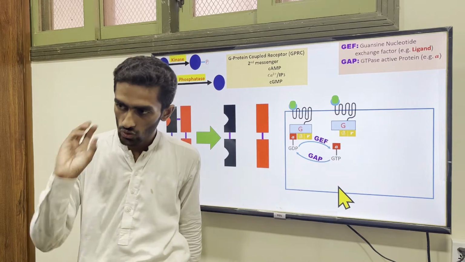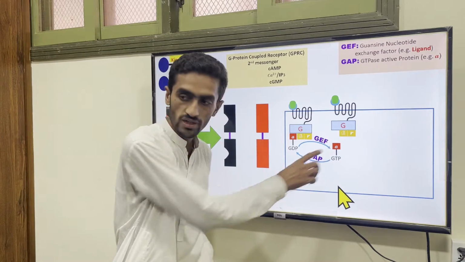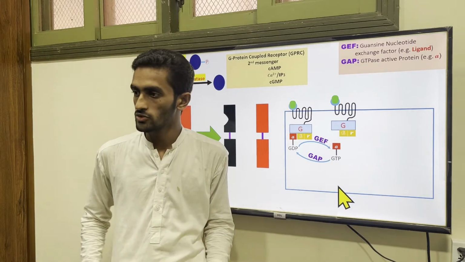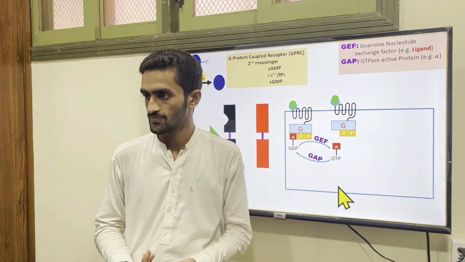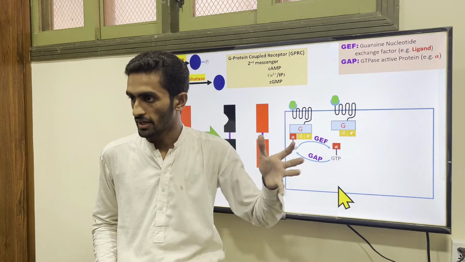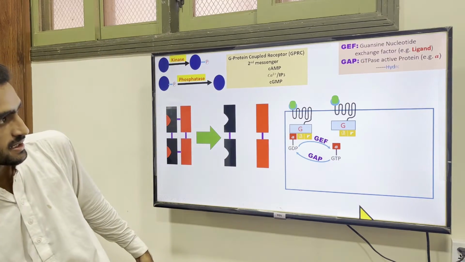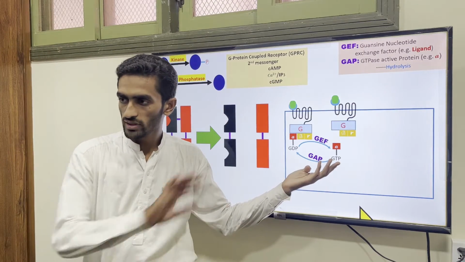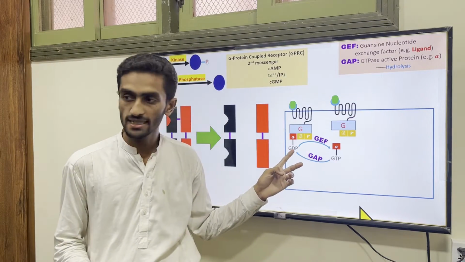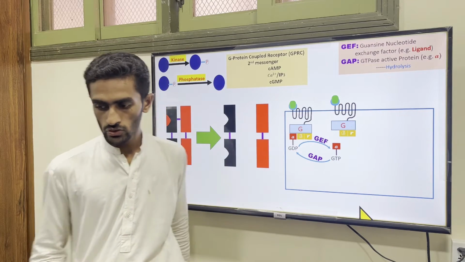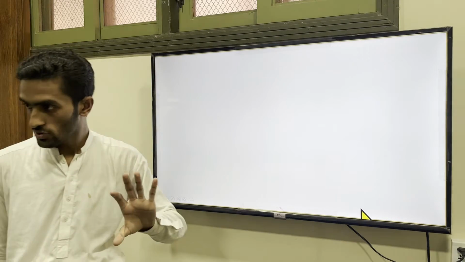So when there is no hormone, this alpha unit has itself the ability to come back to the GDP. So it inactivates itself when no hormone is coming. They do what they call hydrolysis, meaning they remove the phosphate and become GDP, triphosphate into diphosphate. Okay. So now this is actually the G protein system.